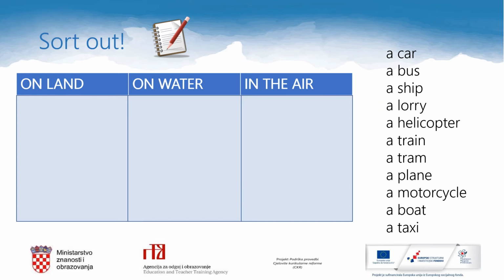Where can we see these vehicles? We can see some vehicles on land, na kopnu. We can see some vehicles on water, na vodi. And we can see some vehicles in the air, u zraku. Open your notebooks and copy this table in your notebooks. Then, sort these words into the correct group.